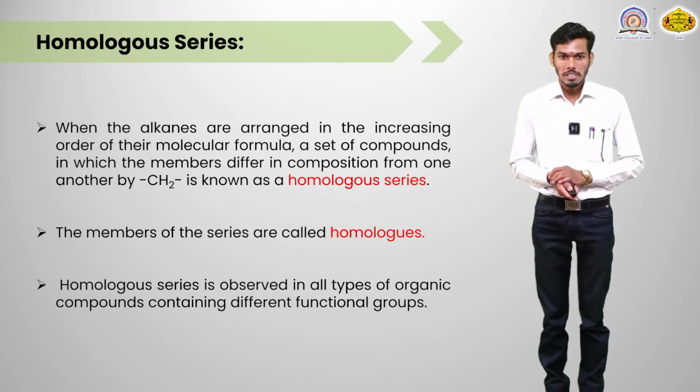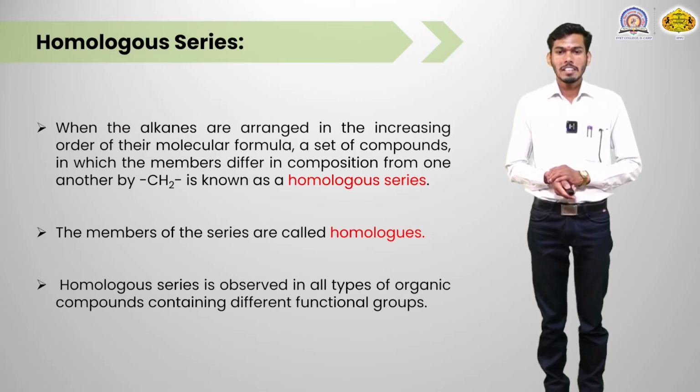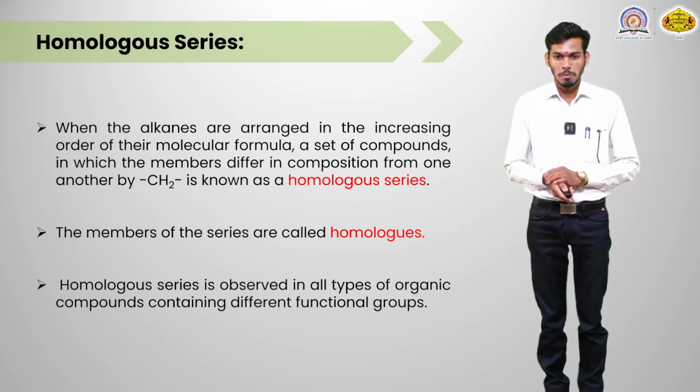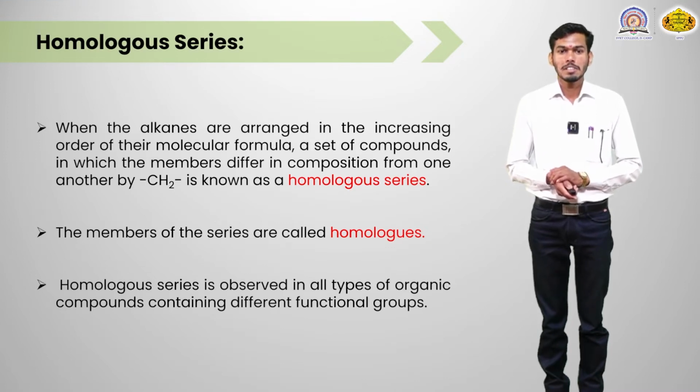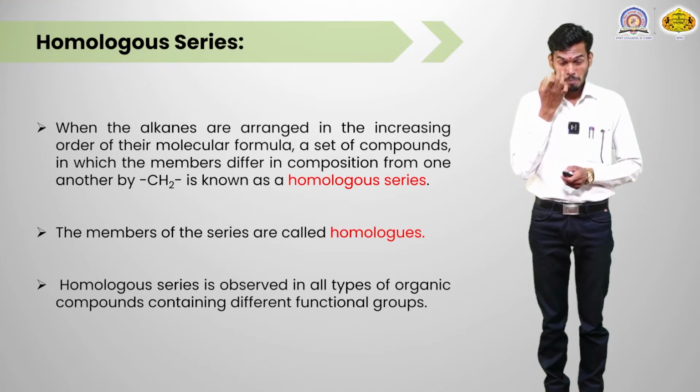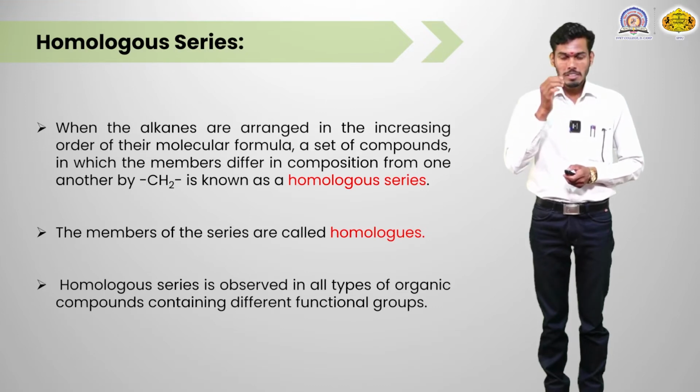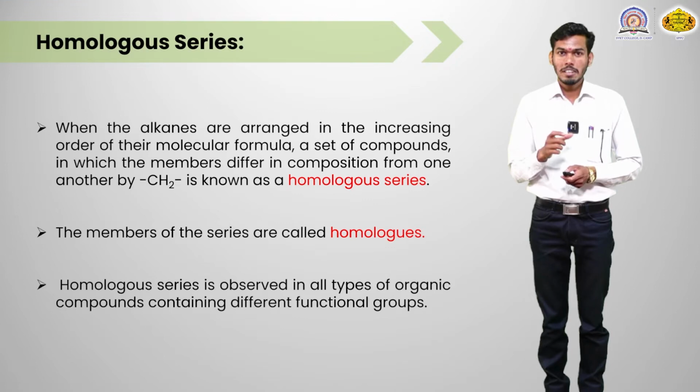So what is homologous series? When the alkanes are arranged in increasing order of their molecular formula, a set of compounds in which the members differ in composition from one another by a CH2 unit is known as a homologous series. Means a series of compounds formed by the difference of a CH2 group between them is called a homologous series. The members of a homologous series are called homologs of each other.